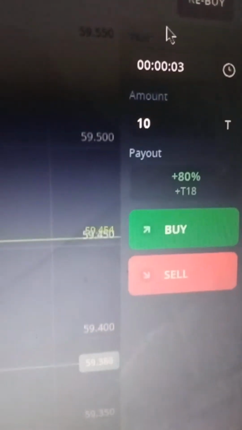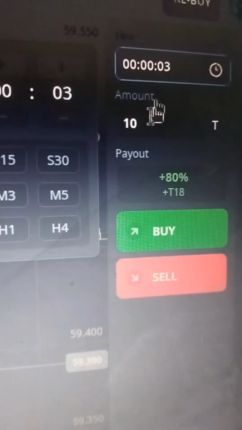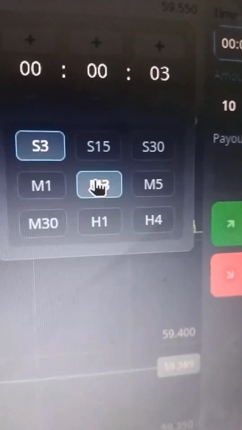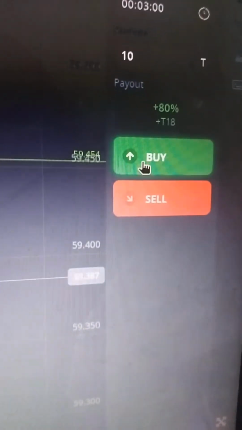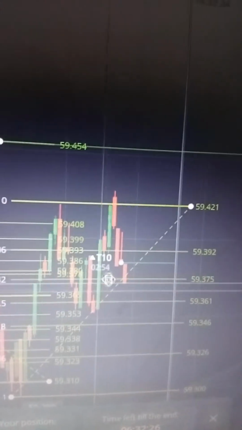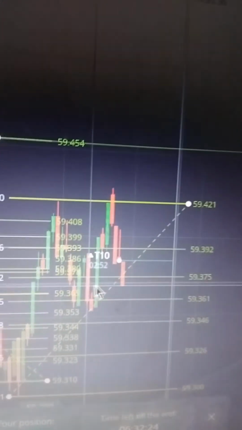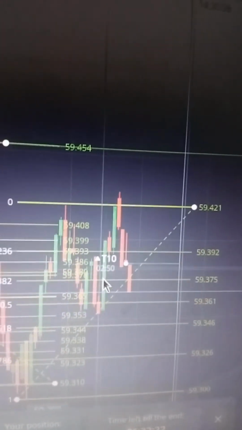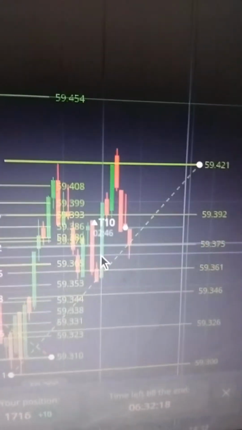I'll be determining the expiration time. I had to select 3 minutes and $10. So I will be buying this. Okay, I have bought this, right? So this is the area that I think price will find support.